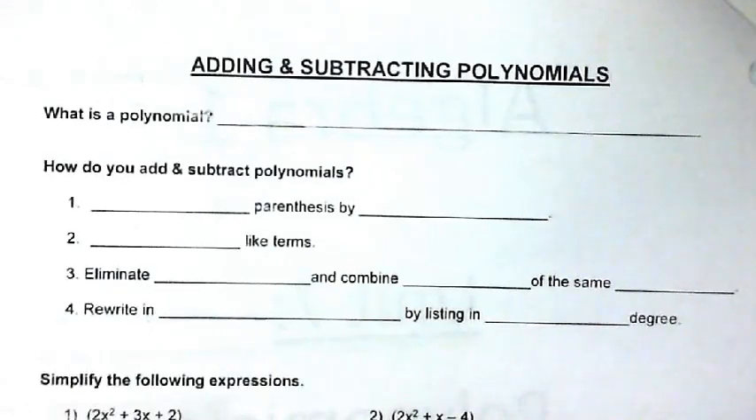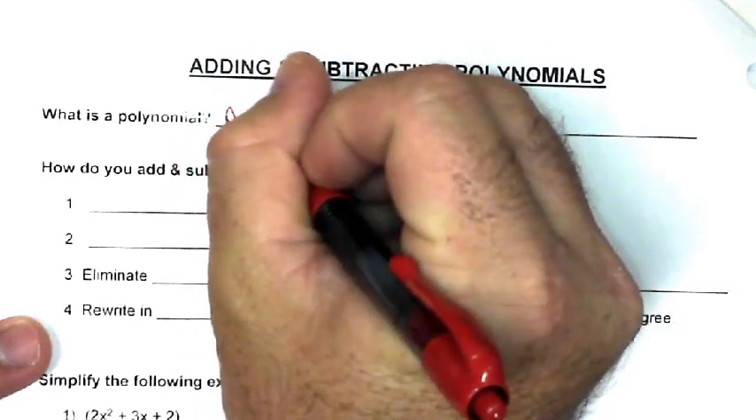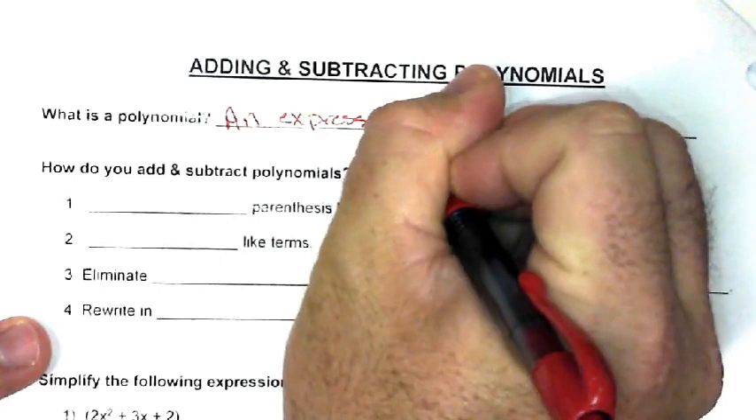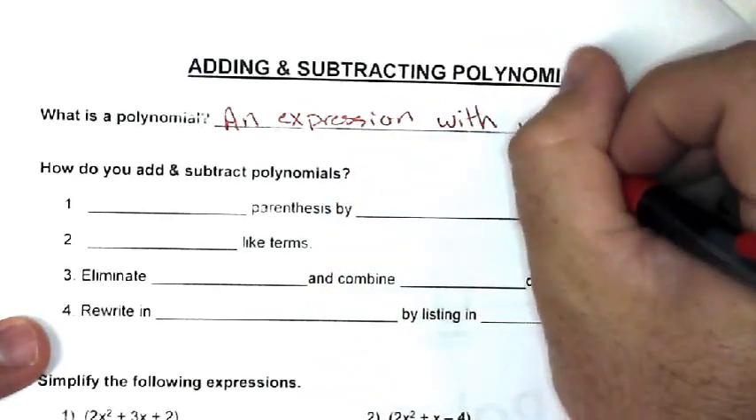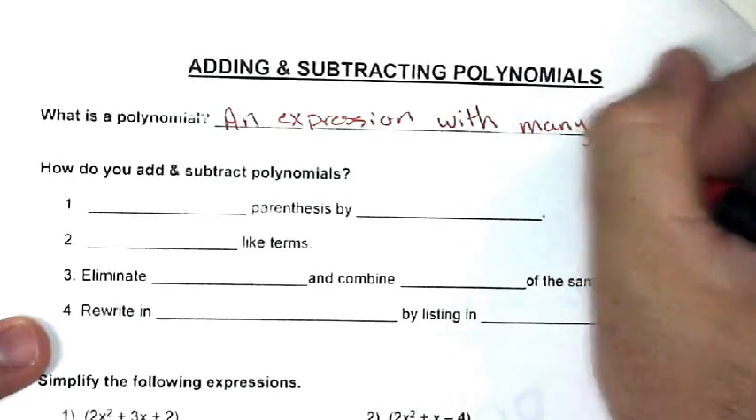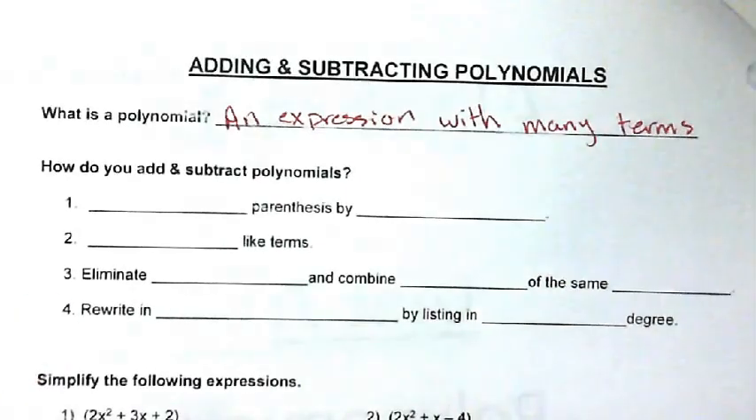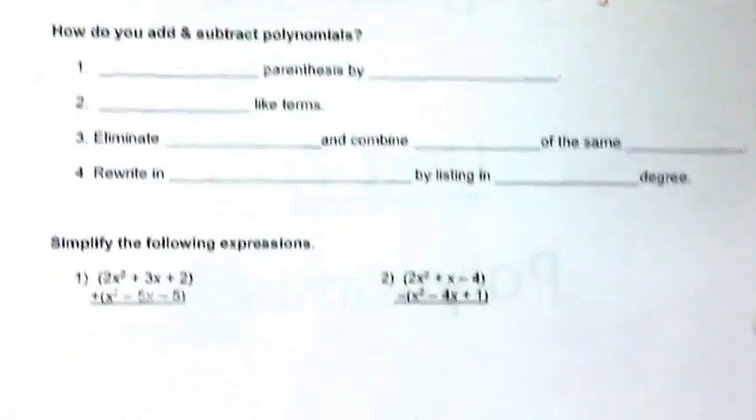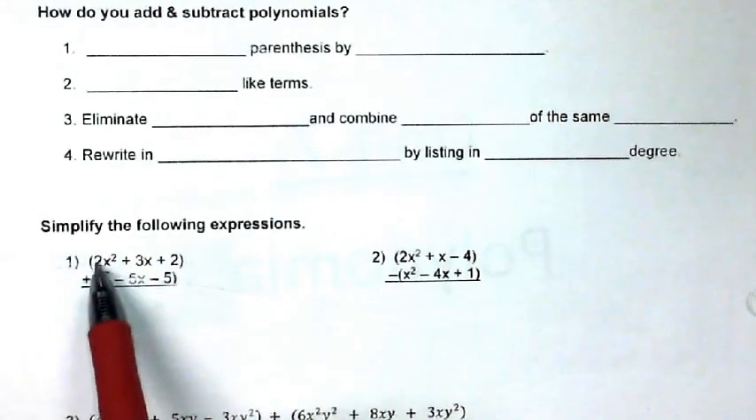What is a polynomial? A polynomial is an expression with many terms. That's all a polynomial is. It's just an expression with many terms. Now, if you look down here, you have 1, 2, 3 terms in this polynomial.